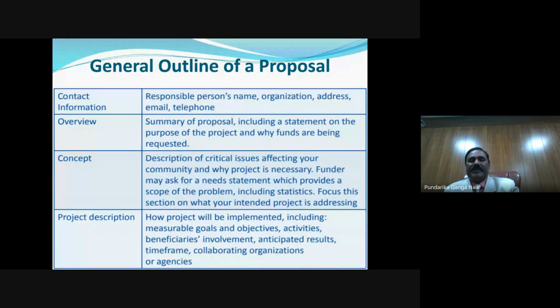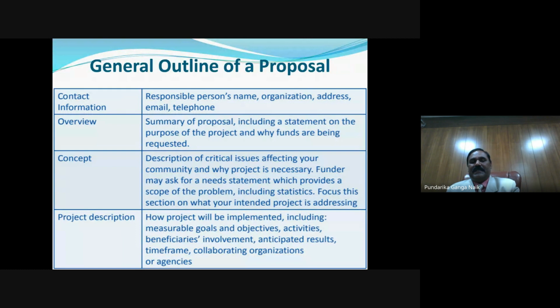What has motivated you to conduct the research in the chosen field, what sort of concept you would develop, and how it is going to help the community. You have to spell it out and present it neatly so that the evaluator understands without any doubts or confusion. The funder may ask for a need statement which provides the scope of the problem, including the statistics. You have to convince the funding agency with all sorts of justification, including the statistics if available.